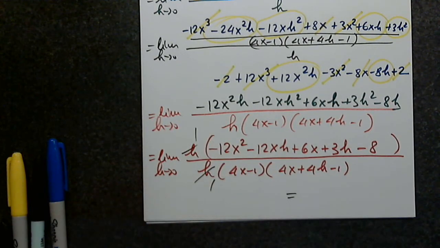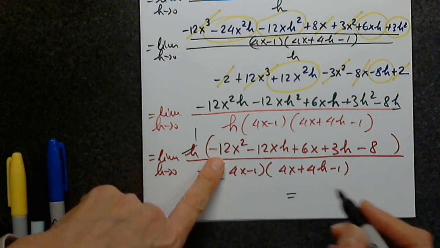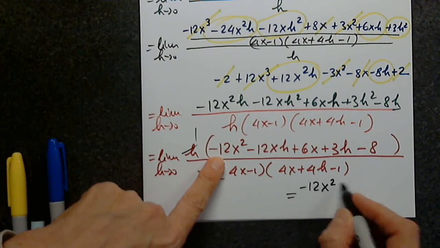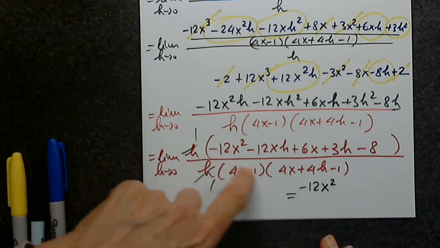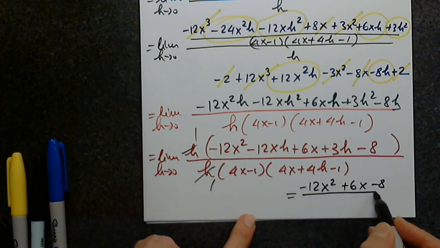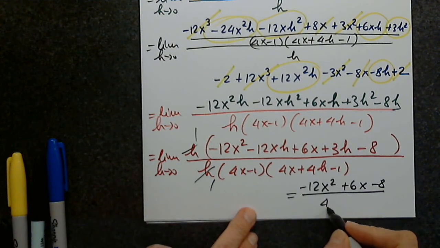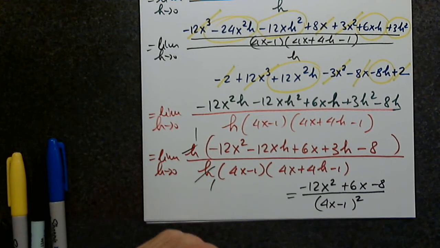What goes away? Now I'm done with the limit operator. What is left at the top? Negative 12x squared plus 6x minus 8. That's it. Awesome. What about the denominator? 4. Very good. And yes, I would factor out a negative 2 from the top, but nothing else.